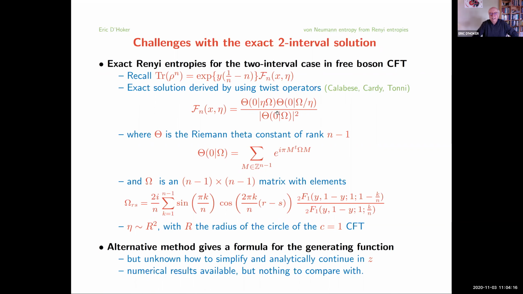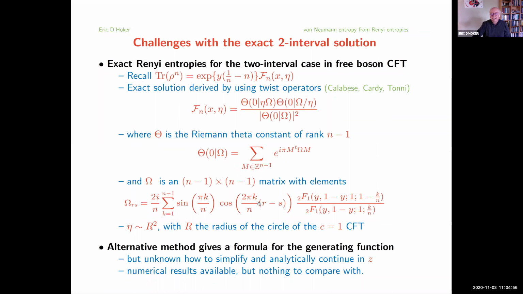There's a bar missing here, sorry about that. The Riemann theta function is for rank n-1, where n is the power of rho, so the rank depends on the power of rho. And it's given by this familiar formula: you sum over all points in Z to the n-1, with this matrix omega. Then the formula is given by taking the product of these thetas for omega times eta and omega divided by eta, and then just omega here.